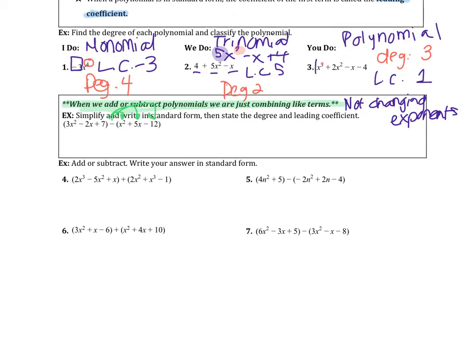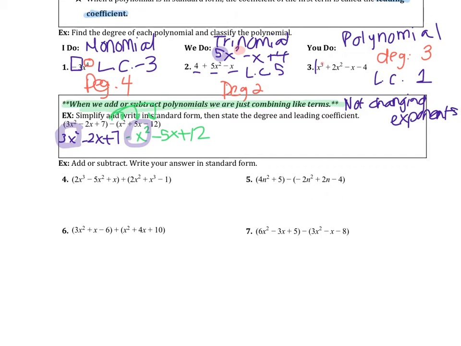So let's do that first. I'm going to leave this first set of parentheses the same, 3x squared minus 2x plus 7. I'm going to distribute this negative, so negative x squared minus 5x plus 12, right? When I subtract a negative, that's going to become positive 12. And now I'm going to combine like terms, and I really like to do this with different colors so you can see. Here I have 3x squared. Do I have other x squared terms? I do, this one right here.